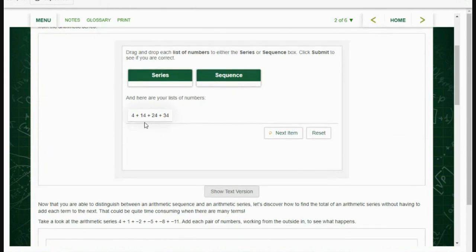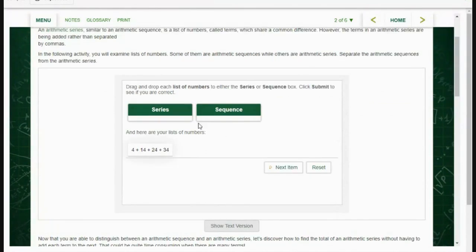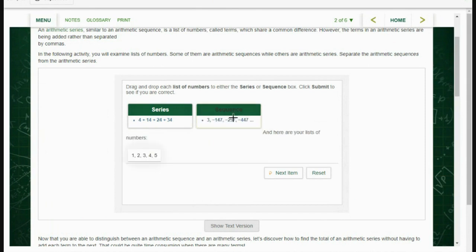See, so here it is, like 4 plus 14 plus 24 plus 34. That would be a series. So we're supposed to drop this in there and which one's which. See, that's a series because we're adding all those together. Now, this one we saw last week, 3, negative 147, negative 297, negative 447. That's when we subtract 150 every time. Common difference. But that's a sequence. We're not adding those numbers. We're just finding the sequence. 1, 2, 3, 4, 5.